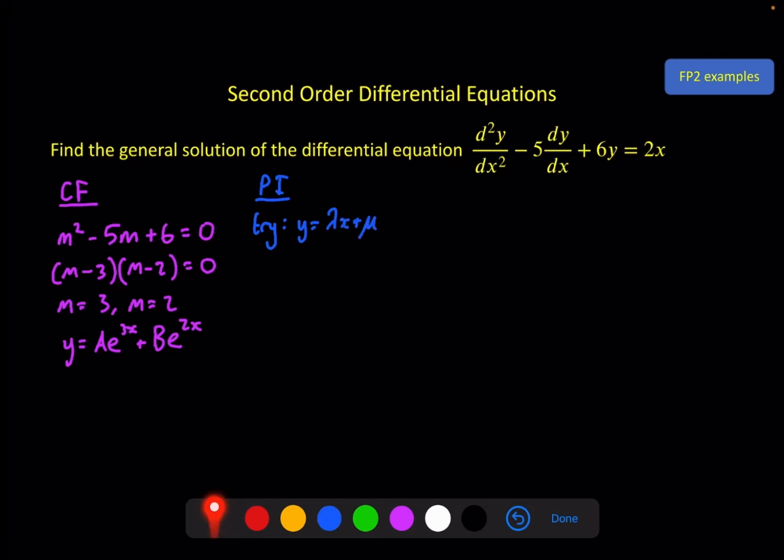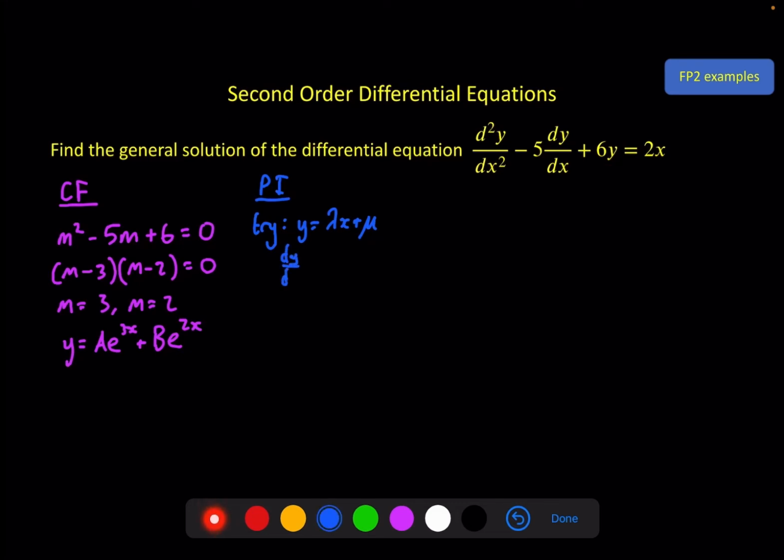Now it's important to realize that lambda and mu are different to a and b. Obviously they're different numbers, but what I mean is a and b are constants of integration which you will find only if you have boundary conditions and need to find the particular solution. We need the general solution, so we won't ever know what a and b are in this solution. That is not the case with lambda and mu. These are not constants of integration. These are unknown numbers that I need to find in order to know what this particular integral is. And that's why we do what we're about to do, which is to differentiate this once, twice, put it all in to find out what lambda and mu are going to be.